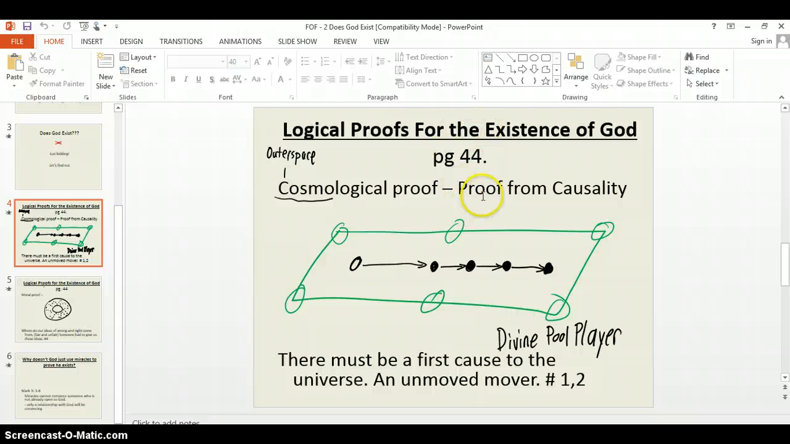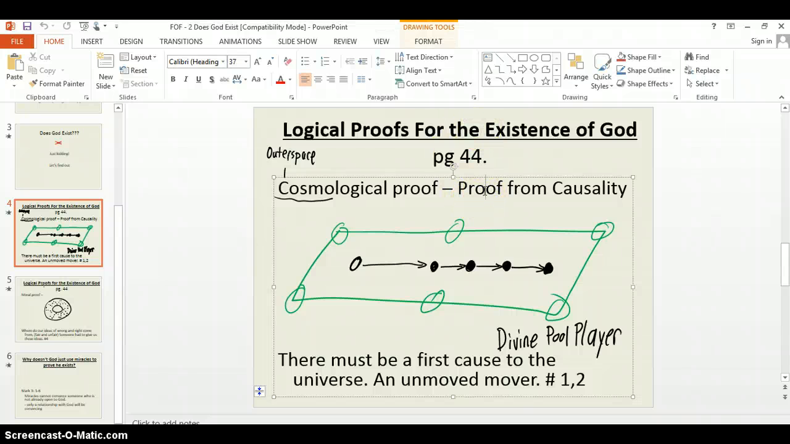So the cosmological proof, or the proof from causality, looks at the universe and basically asks, why is this all here? What caused all this to happen? Because we don't see anything in the universe that could have caused itself. Everything needed to have been caused by something else. So what caused it all in the first place? Even if you go back to the Big Bang, well, what caused the Big Bang? There has to be a first thing that caused everything, something that could move everything else that didn't need to be moved, an unmoved mover, an uncaused cause that could cause everything else but didn't need to be caused itself.